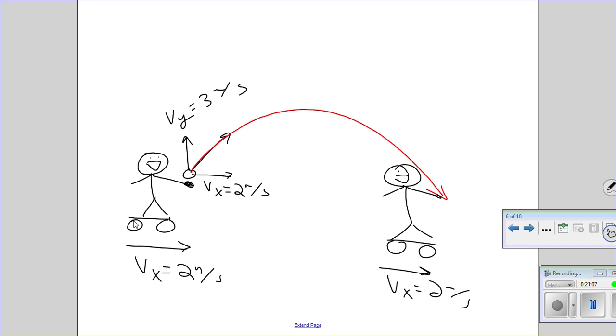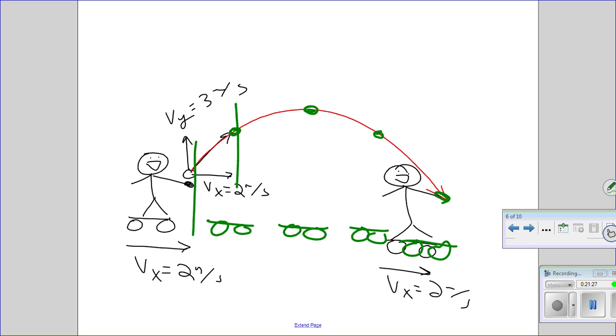So, if after 1 second the ball was here, the skateboard was right under it. If after 2 seconds the ball was right here, the skateboard was right under it. If after 3 seconds, skateboard. 4 seconds, skateboard. Make sense? Because both the ball and the skateboard are moving 2 meters horizontally every second. That's a crappy drawing, but these are supposed to be 2 meters every second.